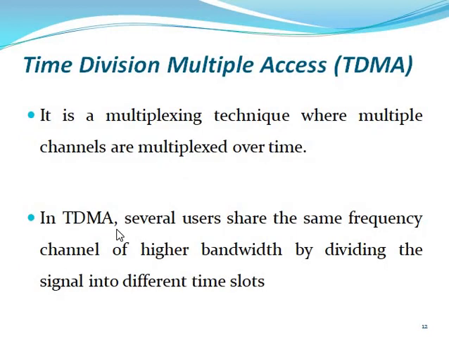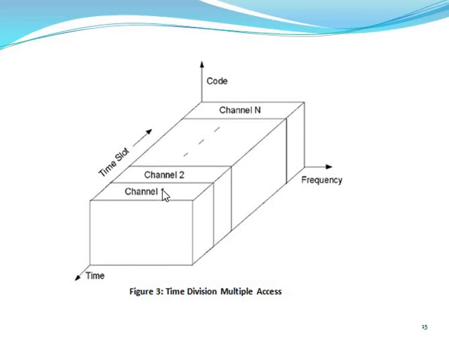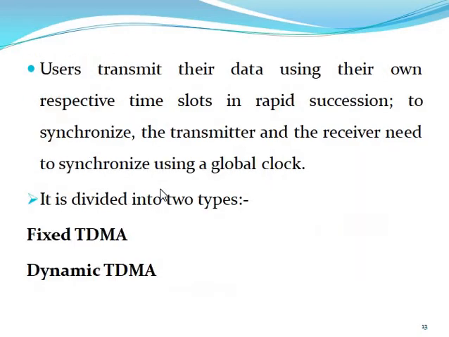Now the time division. In time division multiple access, multiple channels are multiplexed over time. You can show that you divide into particular time slots, so channels 1, 2, 3 are arranged on a time basis. Also, you can divide the time in fixed TDMA or dynamic TDMA.